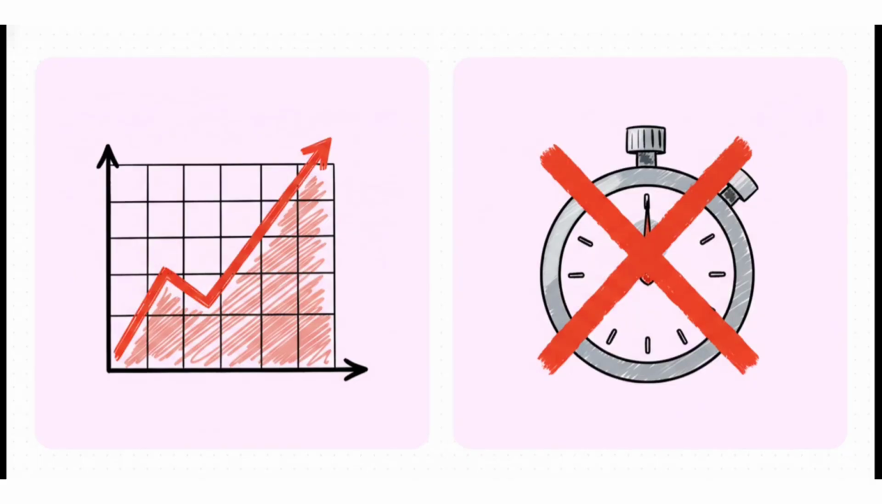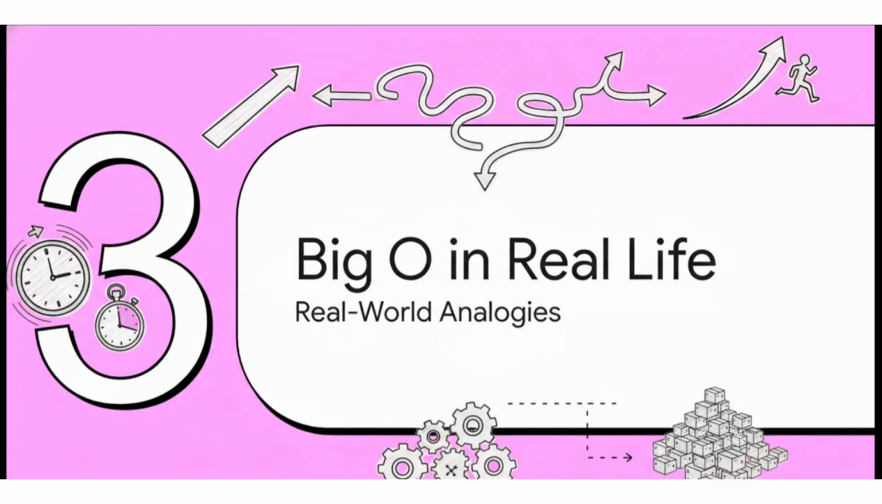All right, this is super important. We're measuring the rate of growth, not the literal time. And to be on the safe side, Big O focuses on the worst-case scenario. Why? Because that gives us a guarantee. We know that no matter what, the performance won't be worse than this, so we can plan for the maximum hit we might take.